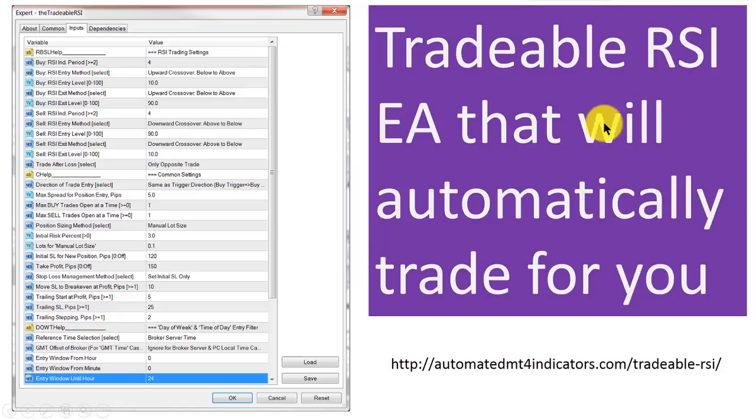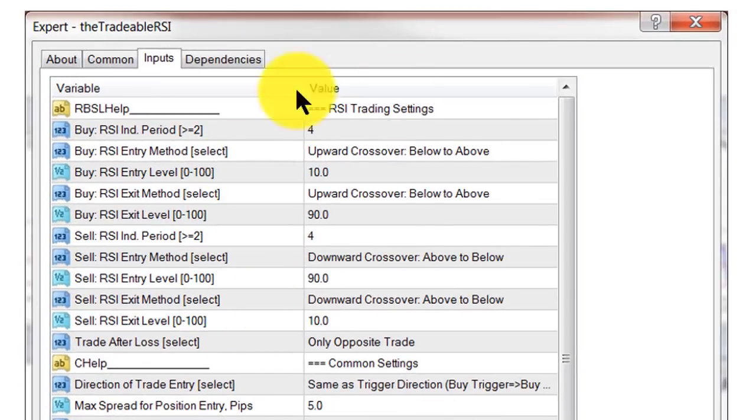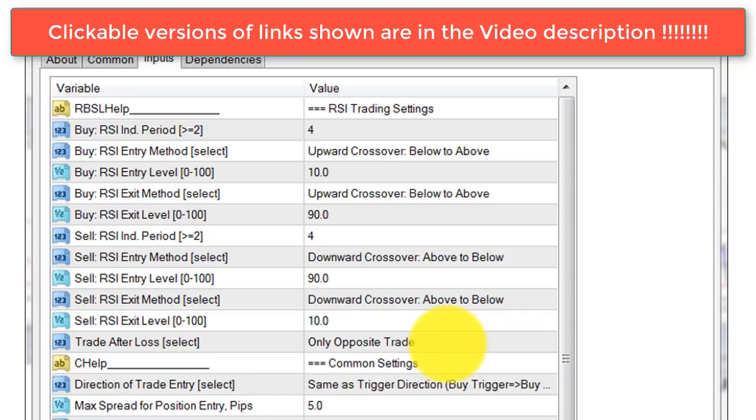Now, the next alternative is to use a Forex trading robot, and on your screen again you can see the tradable RSI EA that will automatically trade for you, and you can see the settings for this particular one. And if you go through the settings, you'll see that it basically does exactly what I've explained earlier. It trades the overbought and oversold trades on the RSI as they return back from an overbought or oversold environment. It also has a few options that reduce risk, in that it will not trade if you've had a loss in a certain direction.